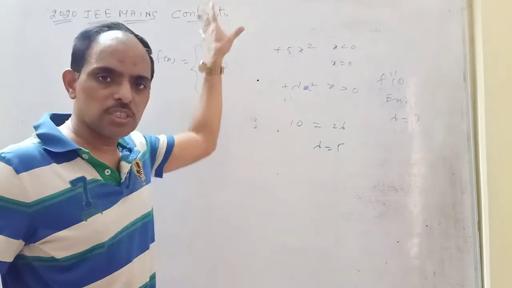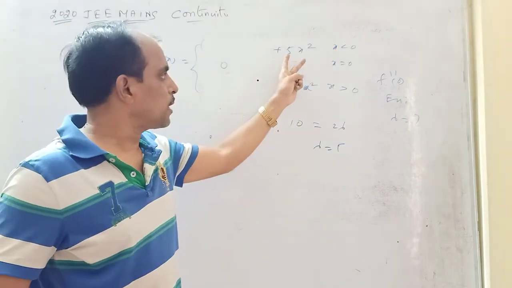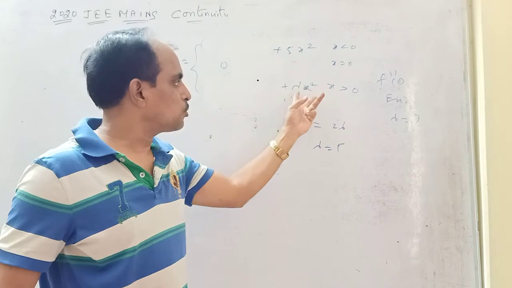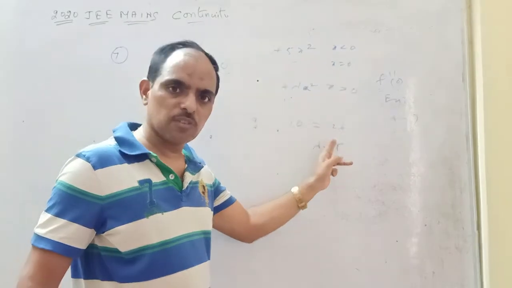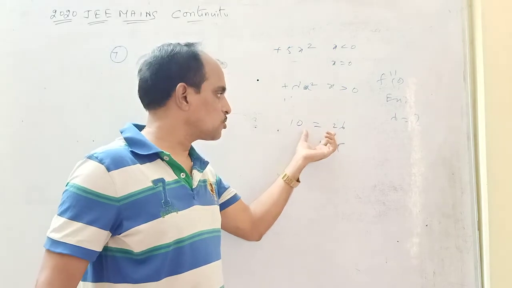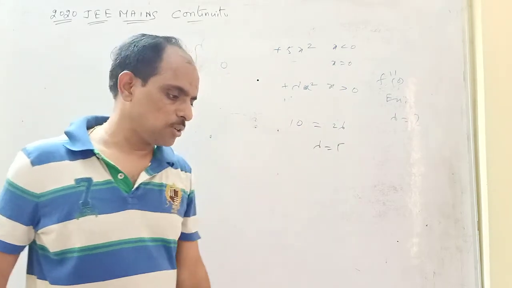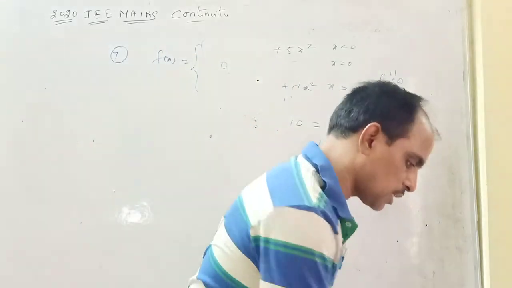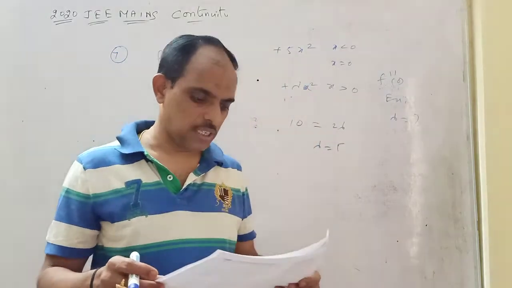When x is equal to 0, this all becomes 0. After 2 times differentiation you will get 10. After 2 times differentiation here you will get 2 lambda only. Okay. So it is differentiable. So equate these two, you will get lambda is equal to 5. It's a simple solution. And coming to the last paper, that is the 6th September evening question.